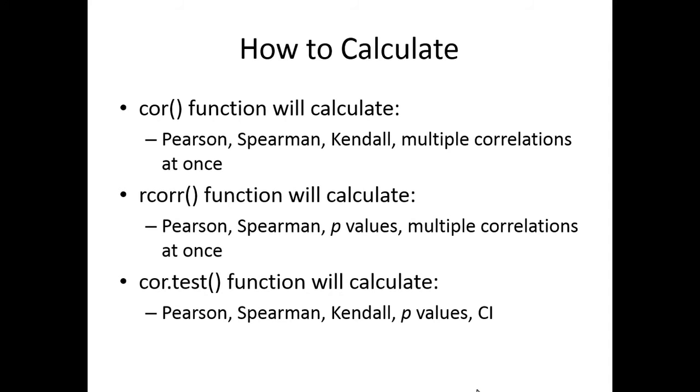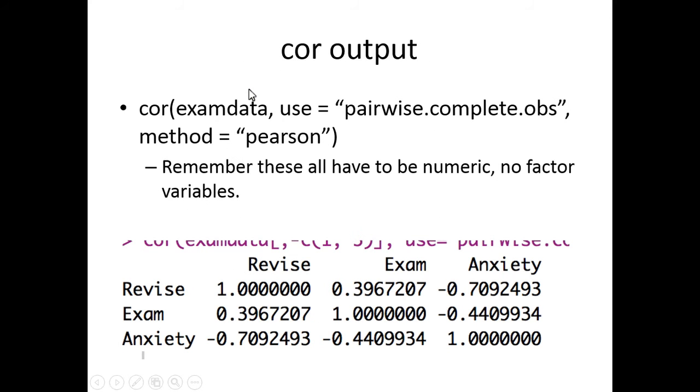So that's why we've been using that function for data screening. rcorr will do Pearson and Spearman's, but not Kendall's. Don't know why. It'll give you the p-value and do multiple correlations at once. cor.test will calculate Pearson, Spearman, and Kendall, p-values, and the confidence interval. Yes. But you have to do them one at a time. Why can't we have one that does all of this? That would be great. But alas. So we will use all three depending on what type of question you're being asked.